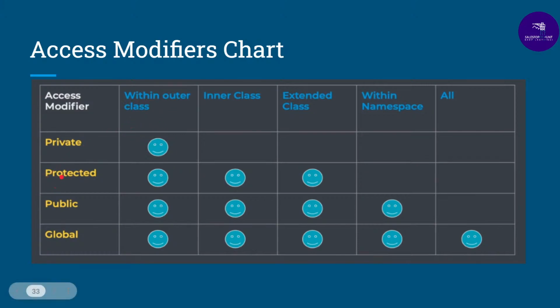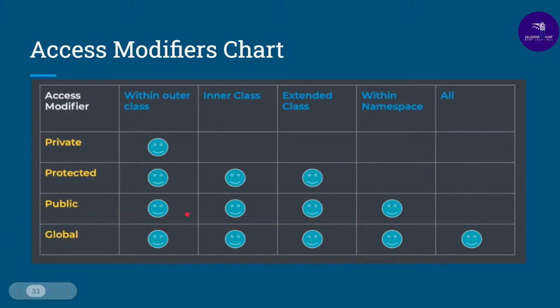Now we have protected. Protected we can use in the outer class, within the class, inner class, or anything that inherits another class, like a parent to child or child to parent relationship between classes. So we can use this in an extended class, meaning parent to child. If you have a parent class and another class called the child class, we can inherit the parent class into the child class. That time we can use protected here. Okay, within the namespace we cannot use this one, and not all.